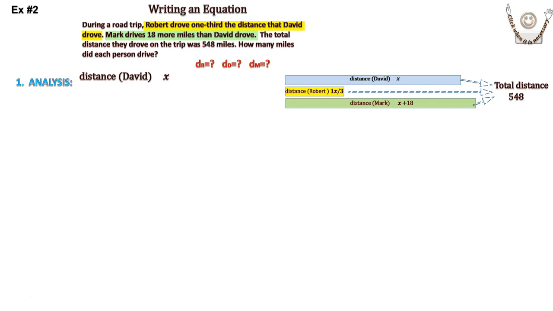Then the distance for Robert would be 1/3 of x, because Robert drove 1/3 the distance that Dave drove. And then for Mark it will be 18 miles more than David, so it will be x and positive 18. And then the total distance they drove on this trip was 548 miles.